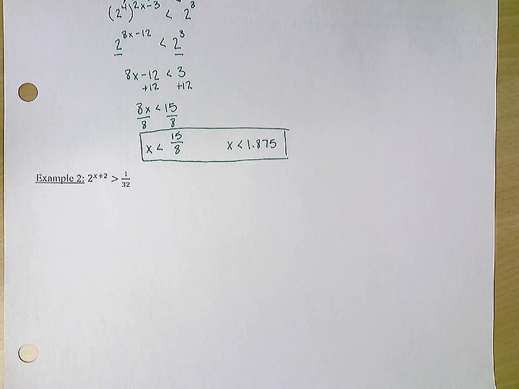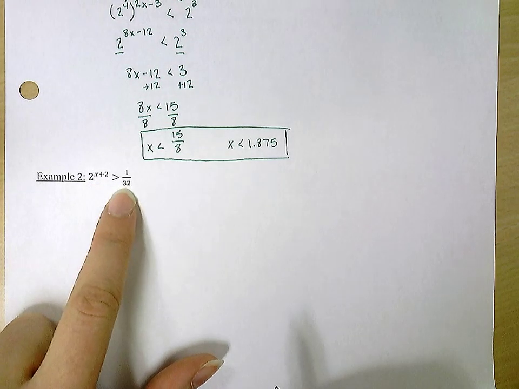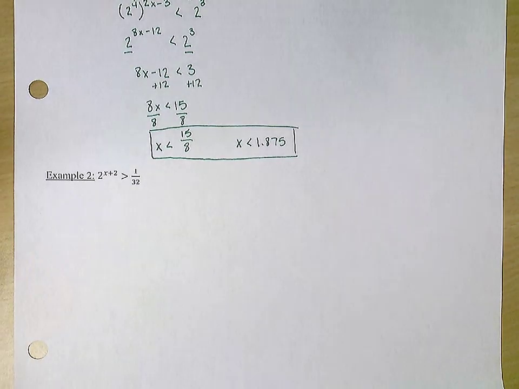Example 2, same thing. We want to first get a common base number. This one, I have 2 to the x plus 2 power, and I have 1 over 32. Now, if I have 1 over a number, I have this fraction, right? Do you remember how to switch that into an exponent? What would I do? What would be different about my exponent to get a common base here? You'll have a negative exponent getting that common base.